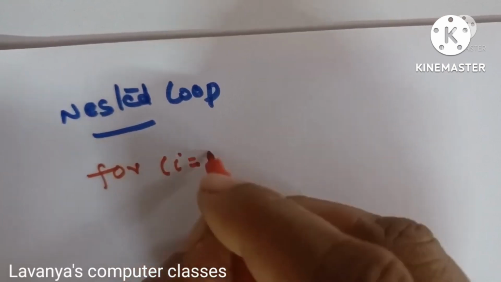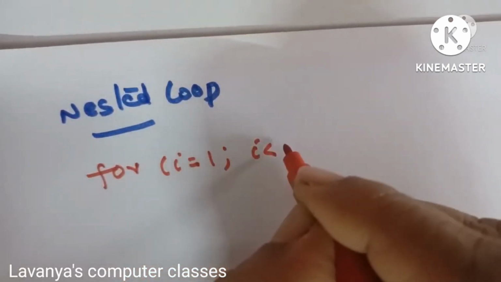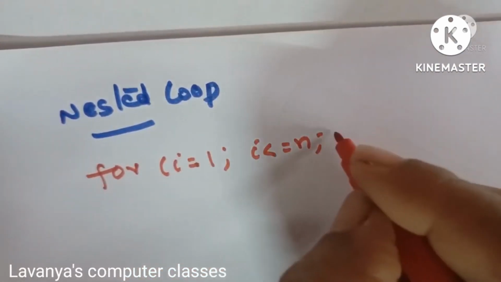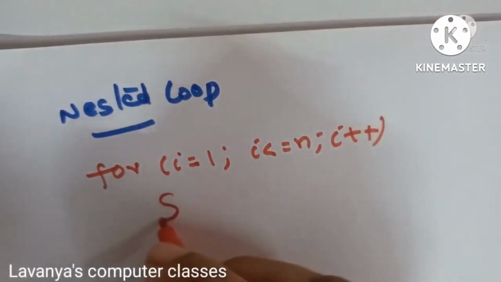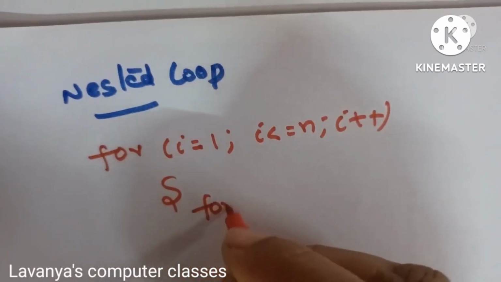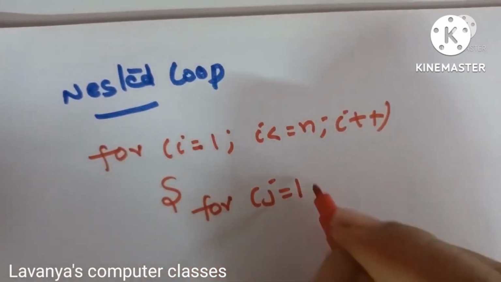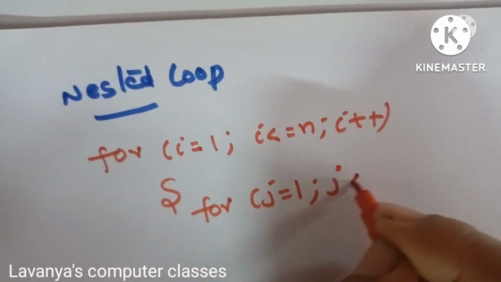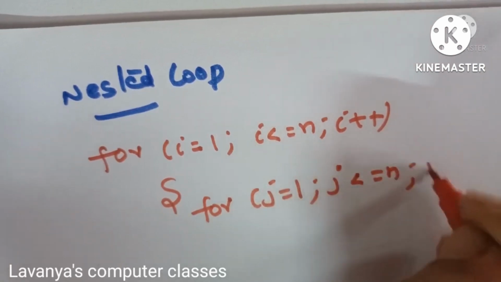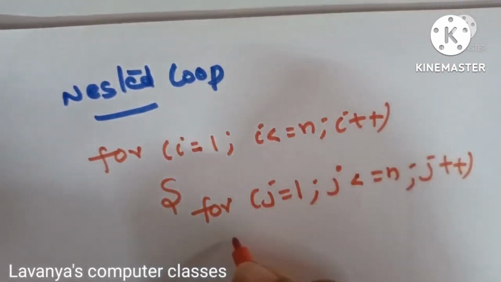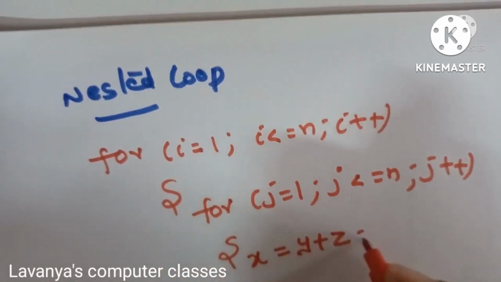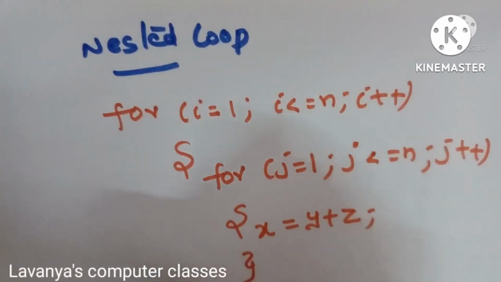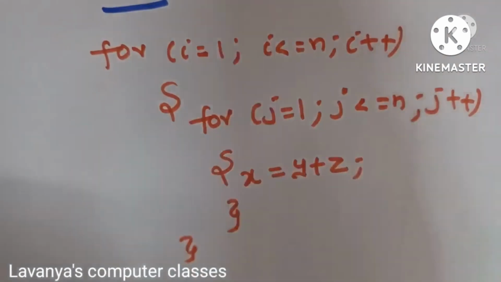So first I will take the first loop: for i equal to 1, i less than or equal to n, i plus plus. This is the outer loop. Inside, I will write one more loop: for j equal to 1, j less than or equal to n, j plus plus. This is the inner loop. Then I will execute one line, x equal to y plus z. So how much time is required for executing these lines? Now I will tell you.